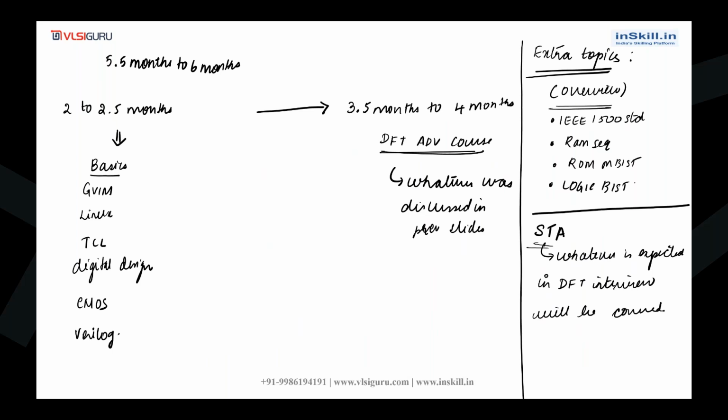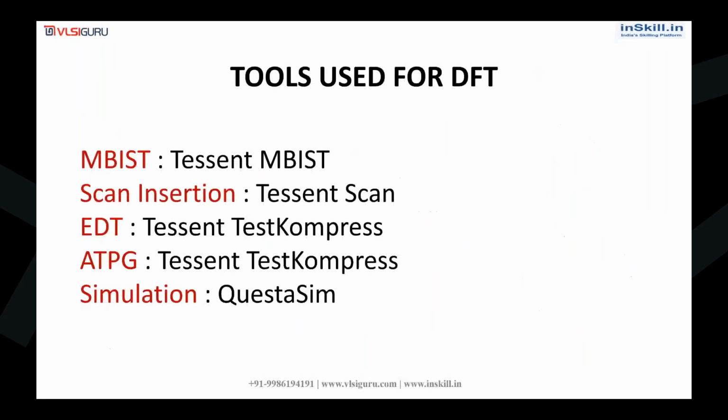And in our course, what are the tools we will be using? For MBIST, we'll be making use of Tessent MBIST. For scan, we'll be making use of Tessent scan. For EDT, we will be making use of Tessent TestCompress. For ATPG, we'll be making use of Tessent TestCompress. And for simulation, we'll be making use of QuestaSim. These are all the tools we will be using for DFT in our course.